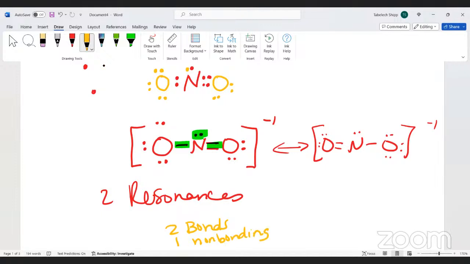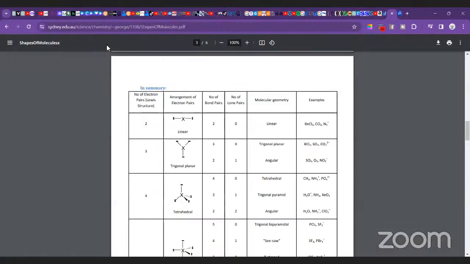Keep that in mind because now we need to go back to our chart to see what 2 and 1 represent in terms of the shape, okay? So let's change our screen and go to the chart. So 2 and 1. Let me get y'all closer to it. There's 2 right here, and there's 1. So this shape would be bent.